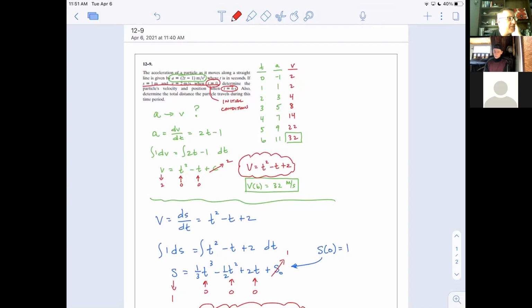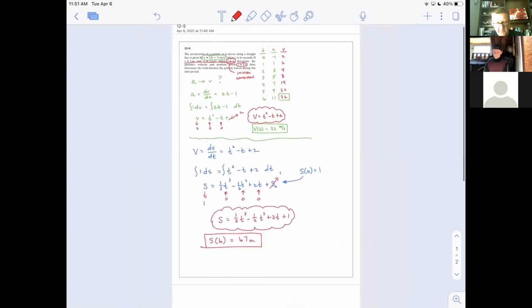Have we answered everything that was asked? To determine the particle's velocity and position when t equals 6, I guess not. Also determine the total distance the particle travels during this time. The total distance the particle travels, isn't that just 67? Isn't that like the same question twice? What are your thoughts on that?